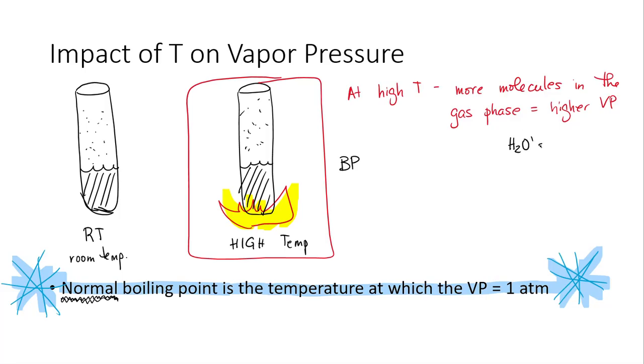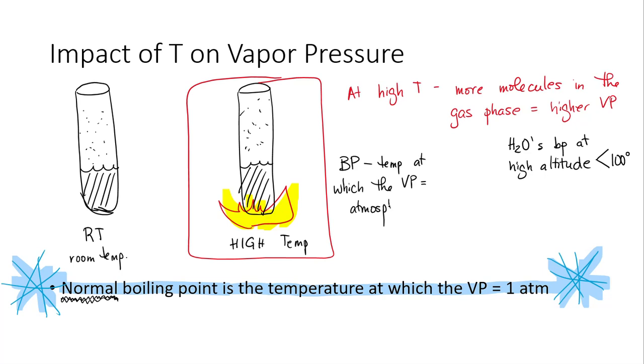water's boiling point at high altitude, and I'm talking about like in Denver. I've just had mega flashbacks. I'll tell you about that in a second. The water's boiling point at high altitude is less than 100 degrees Celsius. Because the boiling point is not just the temperature at which it undergoes the phase change. Boiling point is the temperature at which the vapor pressure equals atmospheric pressure.